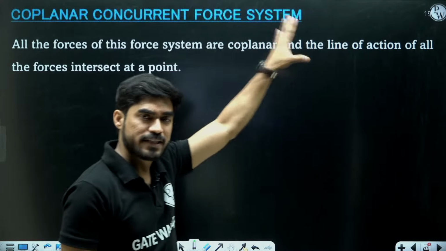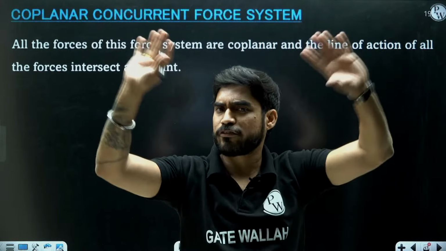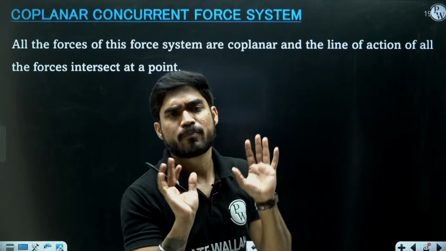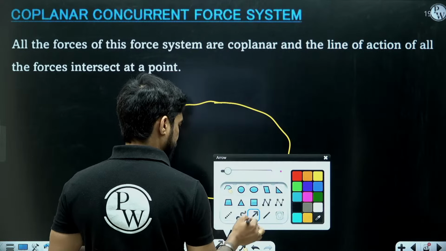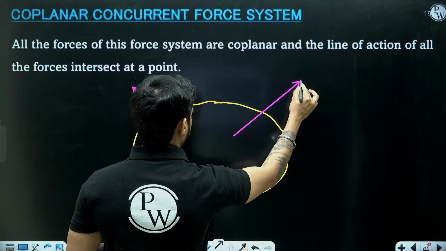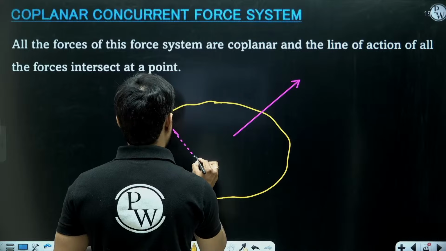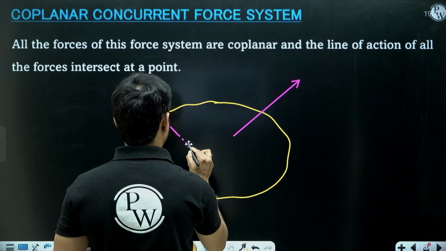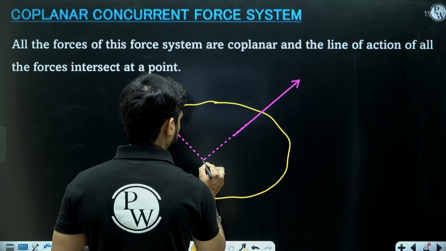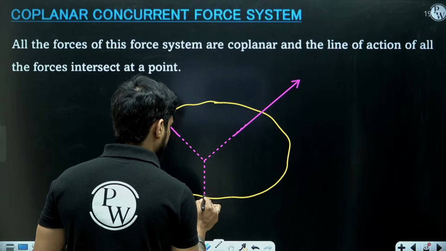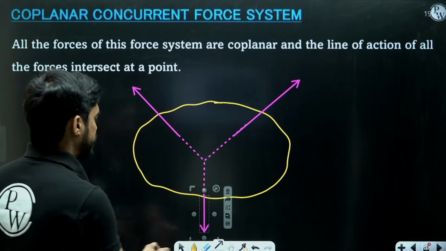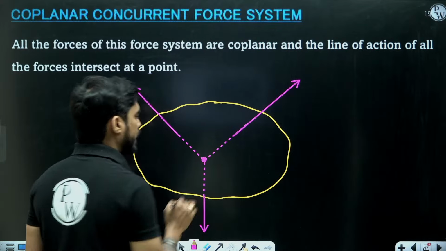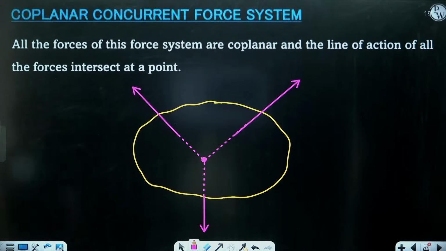So in this force system, the line of action of all these forces intersect at a common point. If I draw the example of this force system, let's say this is my body. Let's say there is one force acting like this, another force acting like this. Their line of action is intersecting. So the third force, let's say there is another force. So you can see that these forces are intersecting at a common point. Their line of action is intersecting at a common point. So this is known as a coplanar concurrent force system.